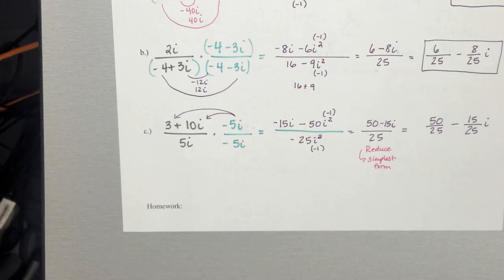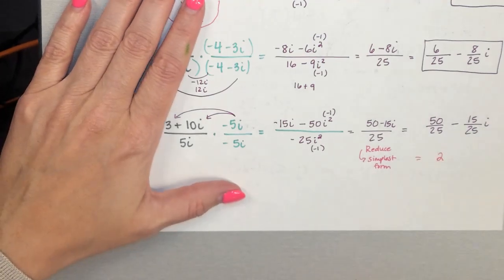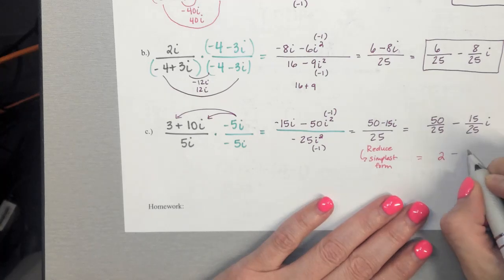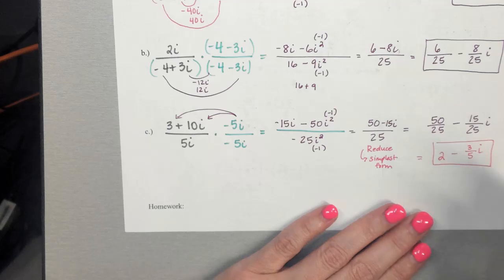Okay, so 50 divided by 25 is actually a whole number, so we're going to write it as a whole number. It is 2. And then what goes into both 15 and 25? 5. So if you divide them each by 5, it'll be 3/5 i.